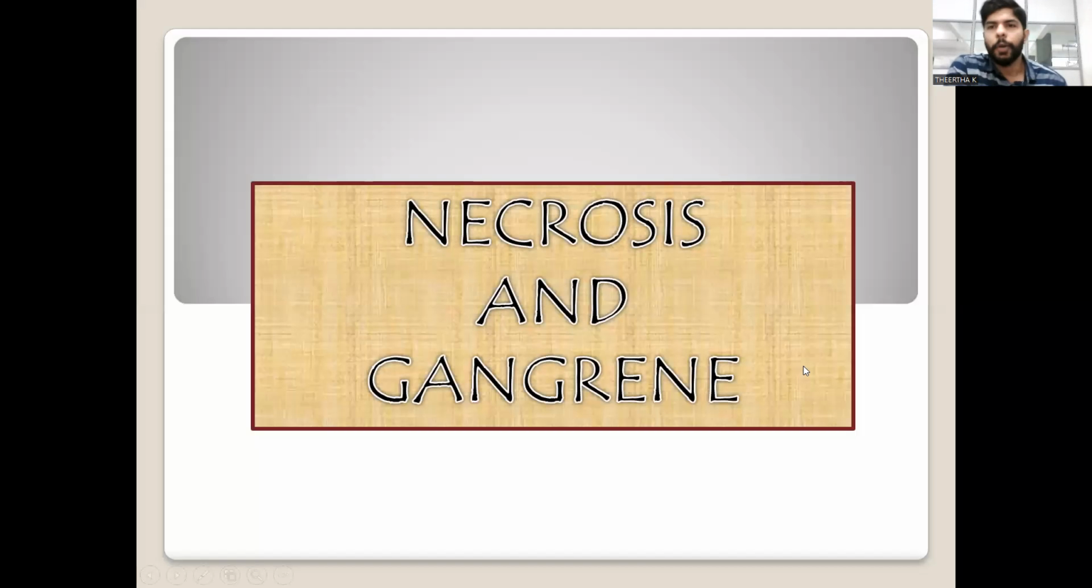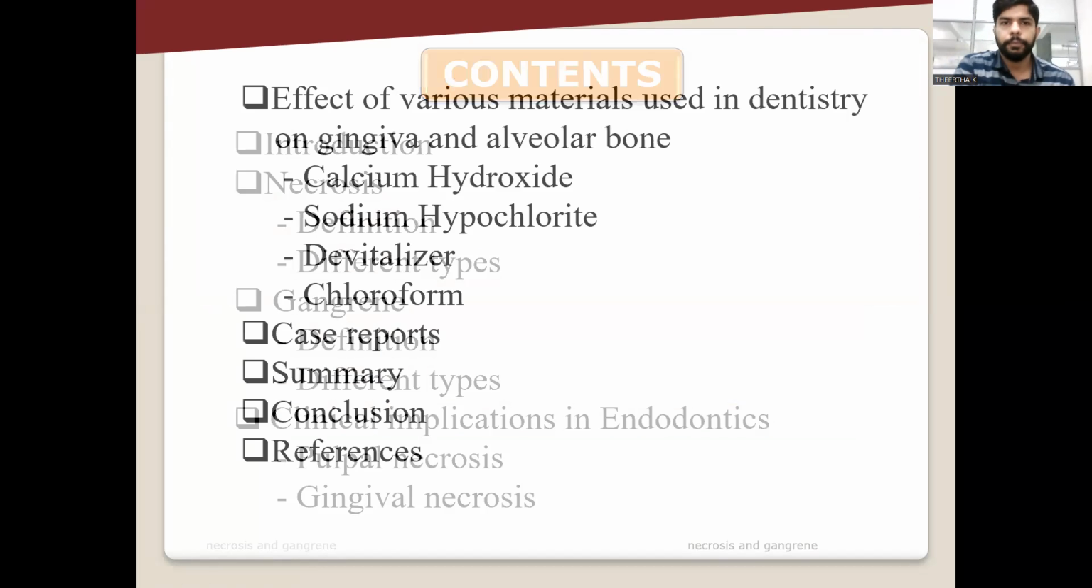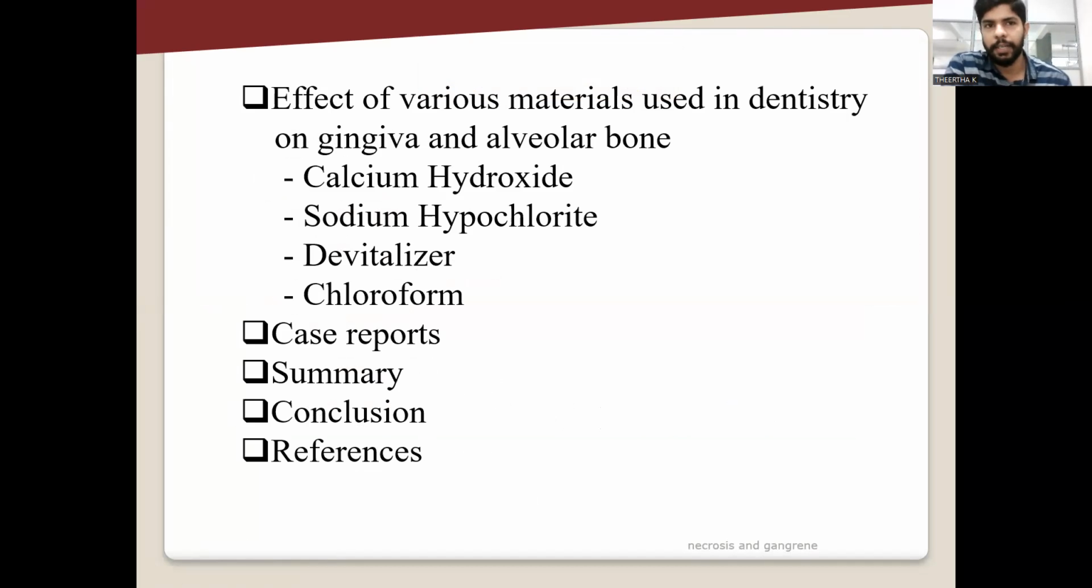Good morning. The topic for today's class is necrosis and gangrene. I'll be covering the topic under the contents of introduction, necrosis, gangrene, clinical implications in endodontics, which include pulpal necrosis and gingival necrosis, the effects of various materials used in dentistry on the gingiva and alveolar bone, which include calcium hydroxide, sodium hypochlorite, pulp debiotizer, chloroform. We'll be discussing a few case reports and a short summary of the class.